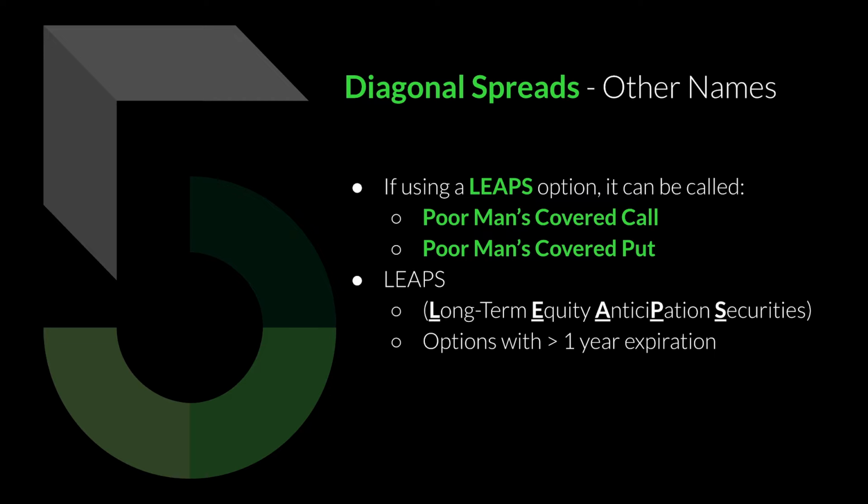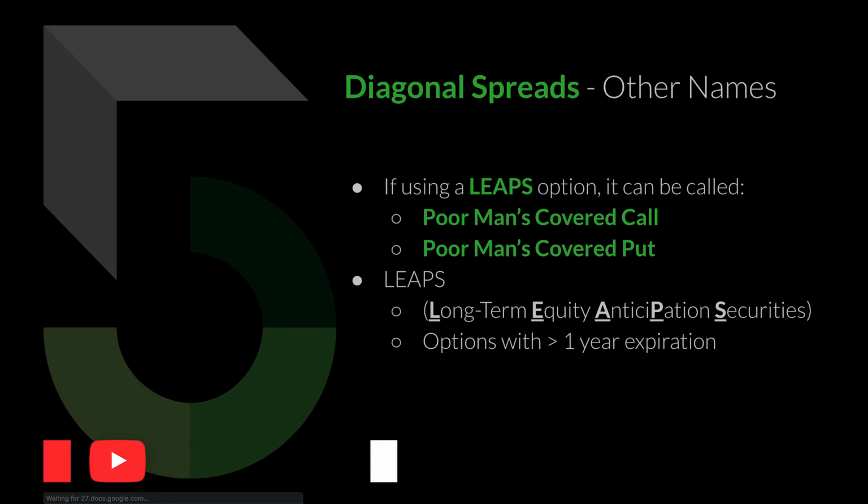So remember, we're selling the front month, and then we are buying the back month, or you could say we're shorting the front month and we are longing the back month. Now, if that back month long option is greater than a 1 year expiration, then that is called a LEAPS option. So if it's a call, you could call a diagonal spread a poor man's covered call, or if it's a put, you could call this a poor man's covered put.